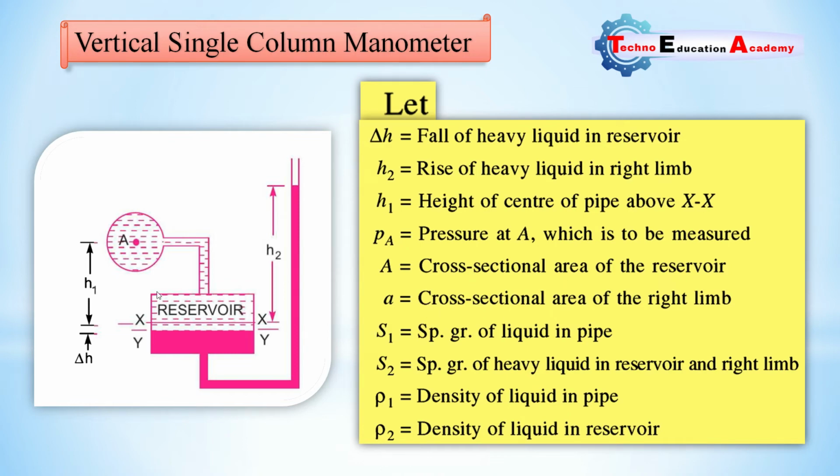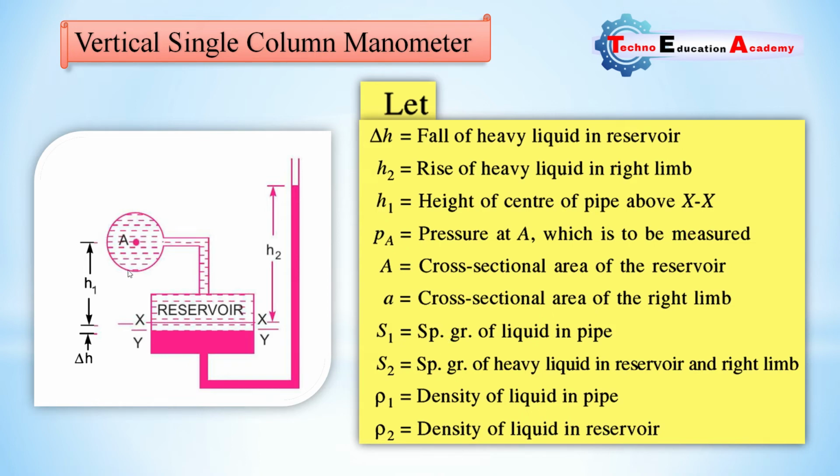Its cross section area is very high, very large as compared to the limb. S1 is the specific gravity of liquid in the pipeline. S1 is the specific gravity of liquid in pipe.